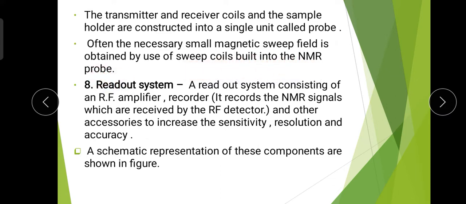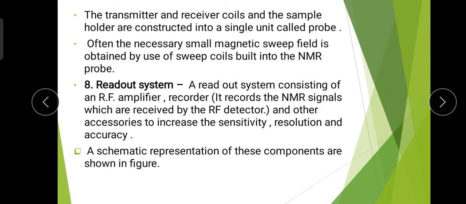Now the next part is the eighth one, that is the readout system, the display system on which we observe the spectra, or NMR spectra. A readout system consisting of an RF amplifier and recorder. It records the NMR signals which are received by the RF detector, and also has other accessories to increase the sensitivity, resolution and accuracy.